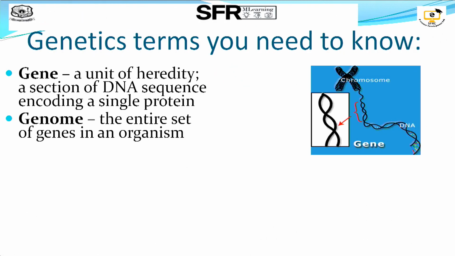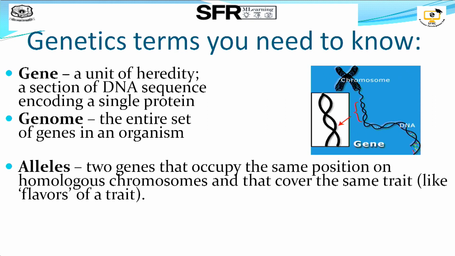Now let us just know about the terms. Gene: it is the unit of heredity, a section of DNA sequence encoding a single protein. That is what I explained so far. In the diagram itself, you can see the chromosome, how the DNA structure is arranged, and the part of the DNA segment that is responsible for a gene. The gene will encode a protein. That is what a unit of heredity is.